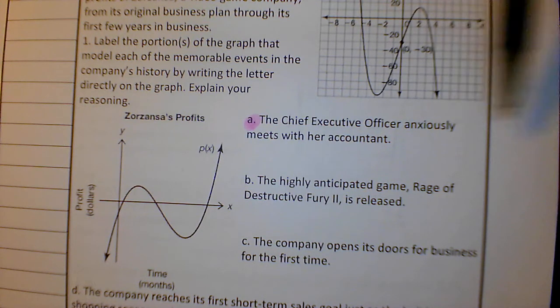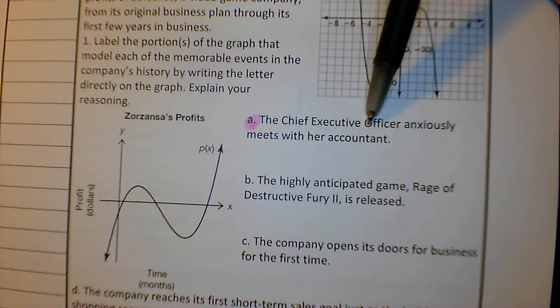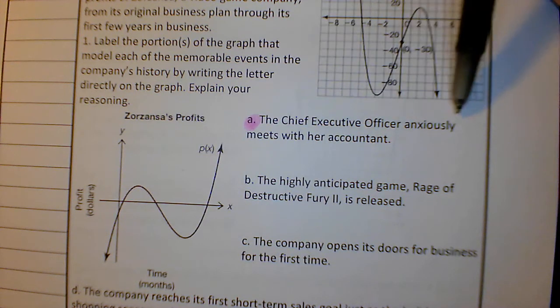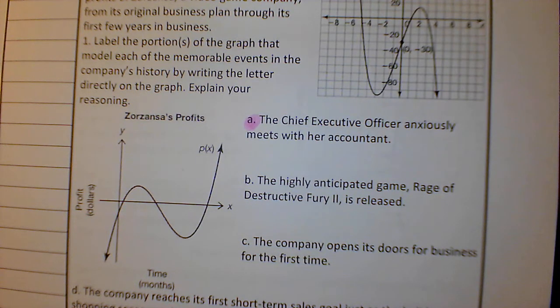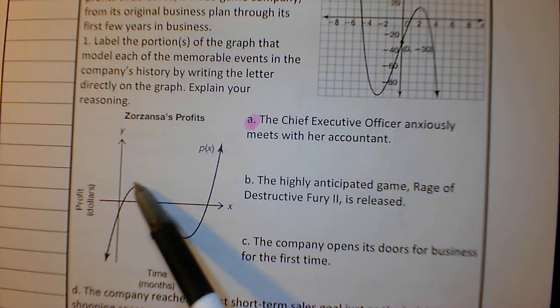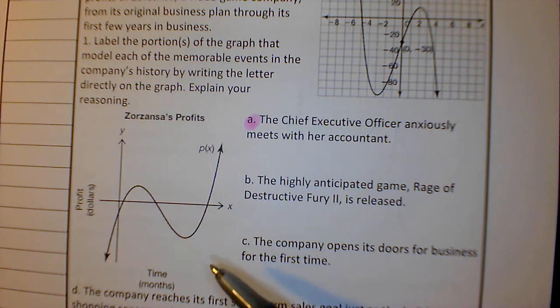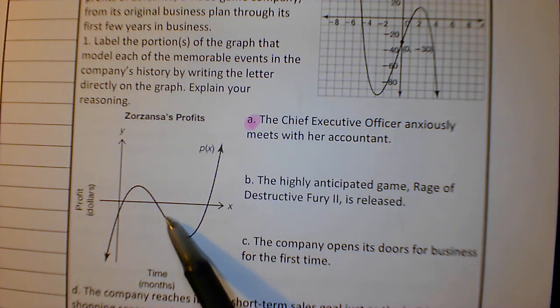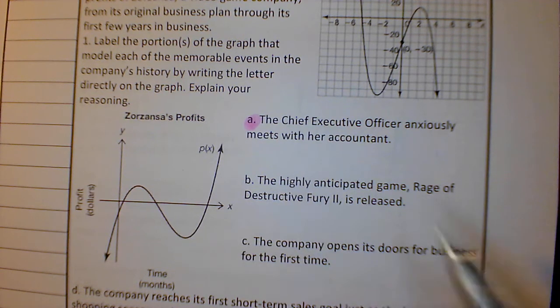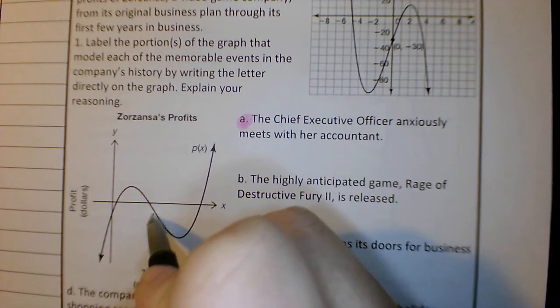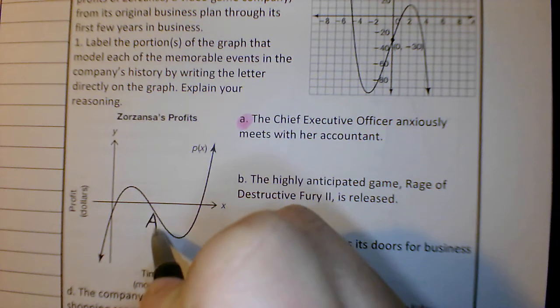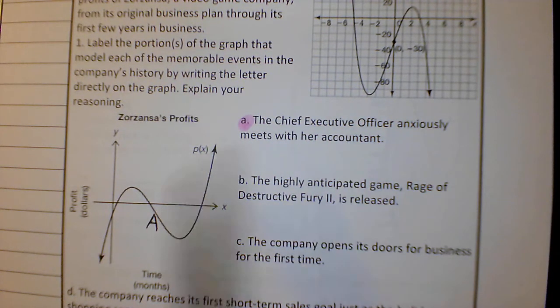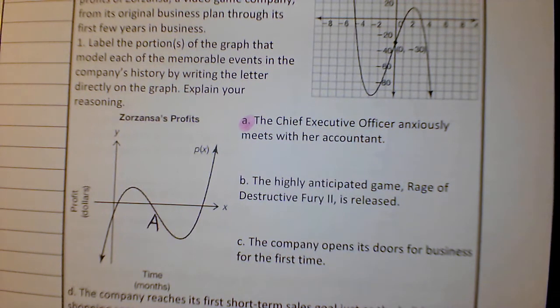Now, anxious says certain things to me. It says that the boss of the company, the owner, the head of the company, is nervous about the business. And so if I look over here, as a boss, where would I be nervous about the company? Well, that's going to be when we start losing money, right? So anywhere in here, I'm going to say there's probably an A. I would also hope that after meeting with my accountant, we kind of turn things around. So I put it on the lower end of that. But anywhere in here is where the boss might be nervous.